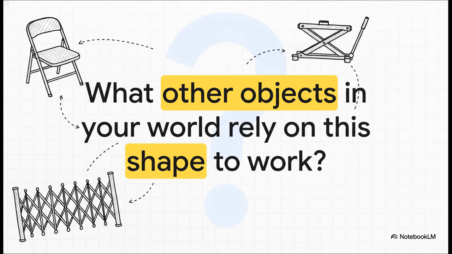And this is really why it all matters. The parallelogram isn't just some random shape in a math book. It's a fundamental piece of engineering. You see it in folding chairs and car jacks and those expandable security gates at the mall. Its simple, reliable properties are what make things in our world move and balance and just plain work. So now that you know the secrets, what are you going to spot next?